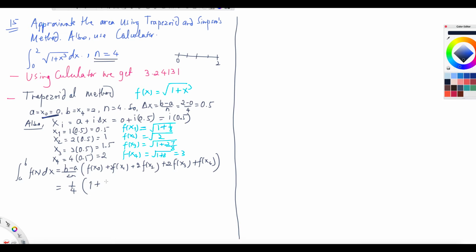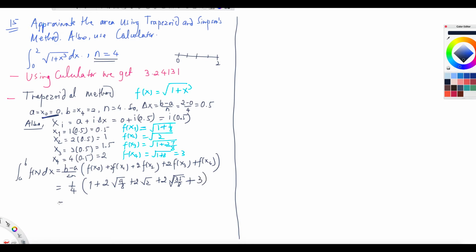So that is 1 plus 2 times that one. How much is that? 1 plus 1/8 is, this is 8/8 plus 1/8 is 9/8, root under 9/8, plus 2 times root under 2, plus 2 times, how much is that? 8/8 plus 27/8 is 35 over 8, root under 35 over 8. So everything is under root, okay? Plus x4 is 3, so that is just plus 3.